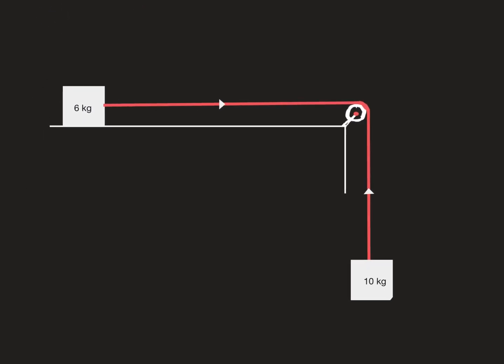This is the diagram that has already been explained in the question. We have a 6 kilogram mass that is resting on a smooth horizontal table, and we have a 10 kilogram mass that is hanging freely. So when this system is released from rest, the 10 kilogram mass is going to accelerate downwards, while the 6 kilogram mass is going to accelerate along the table towards the pulley. This is the fundamental that you have to understand regarding a system like this.